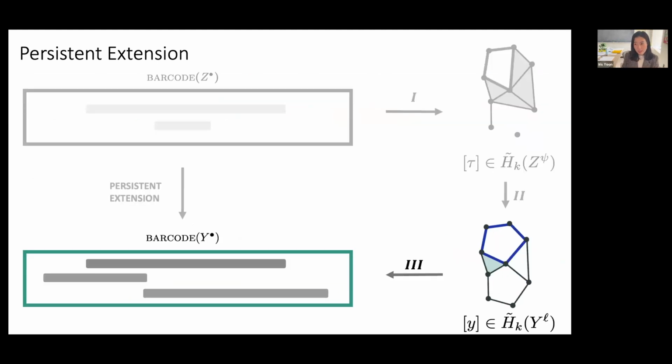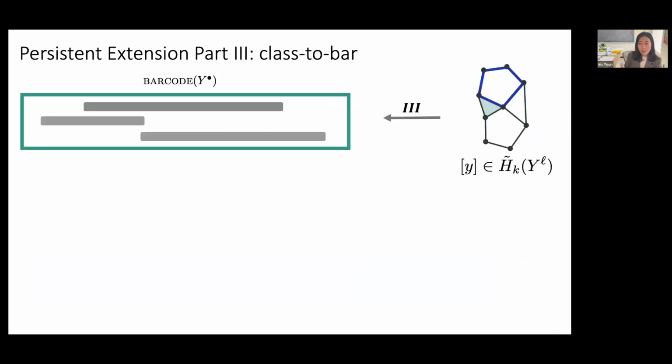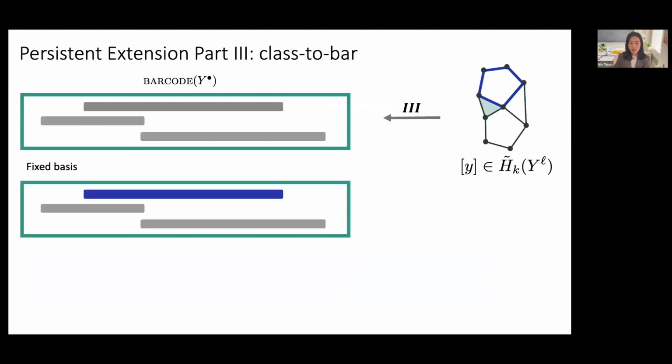And then the last step is for each homology class that you just found in the second step, you represent it using the barcodes downstairs. And for this, if you have a fixed basis for your persistence module, this is quite easy. You just have to find the bars that represent the homology class that you found using that very specific basis.